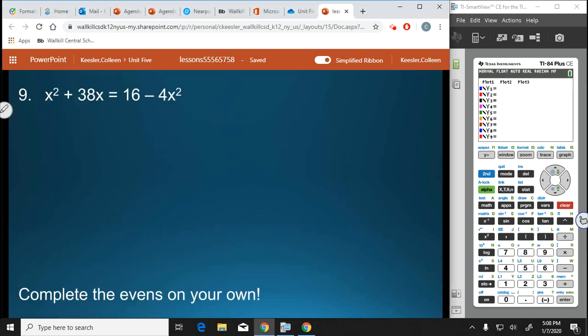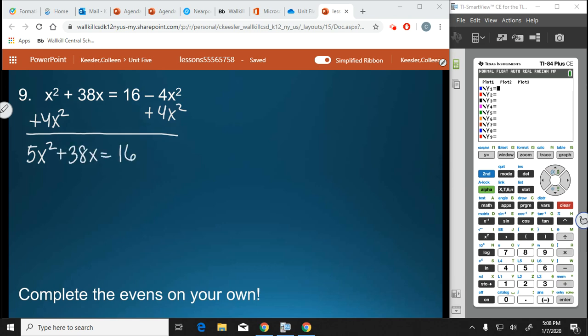So in this case, we want to, again, set it equal to 0. So we're going to add 4x squared to both sides. So we get 5x squared plus 38x equals 16. Then we're going to subtract 16 to set it equal to 0. So 5x squared plus 38x minus 16 equals 0. Now we're going to factor by grouping.